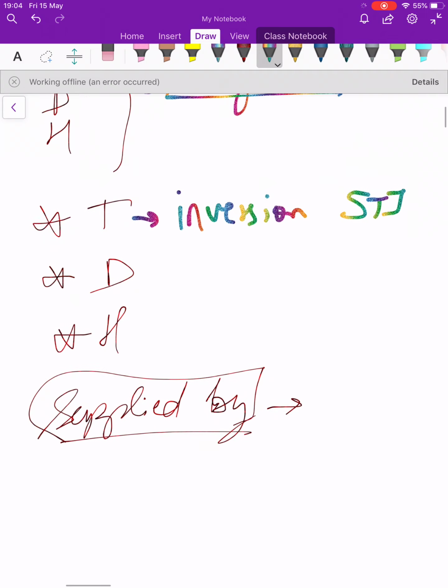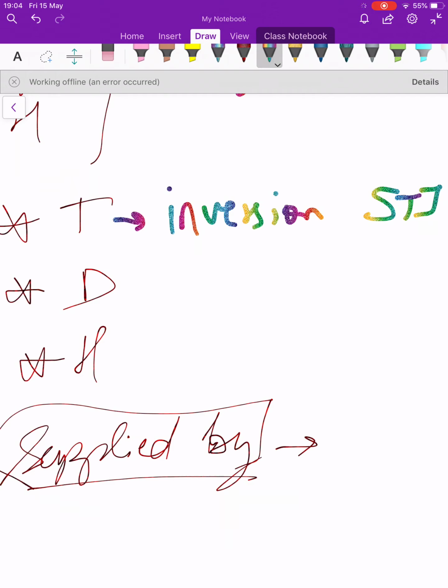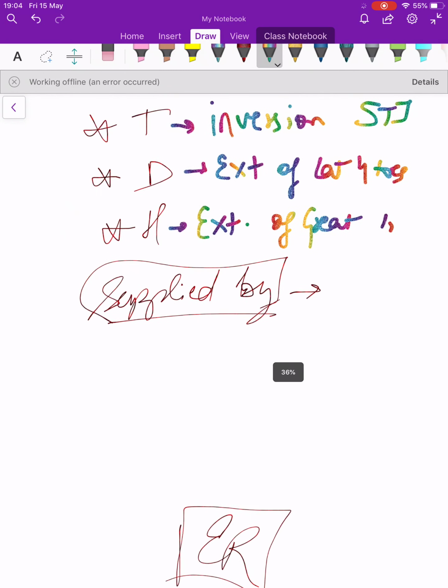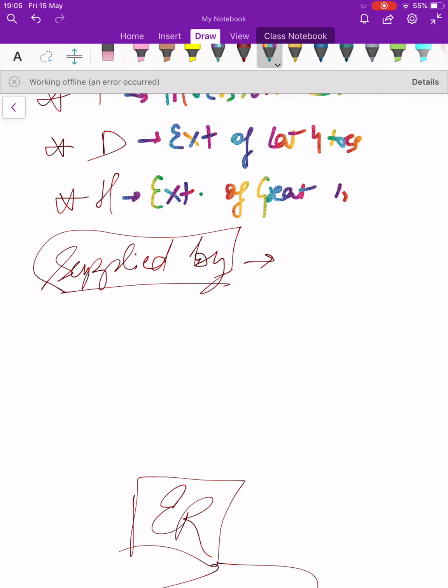Then the extensor digitorum longus helps in the extension of the lateral 4 toes. Alright, then the extensor hallucis longus helps in the extension of the great toe. Next, the muscles of the anterior compartment are supplied by the deep peroneal nerve.